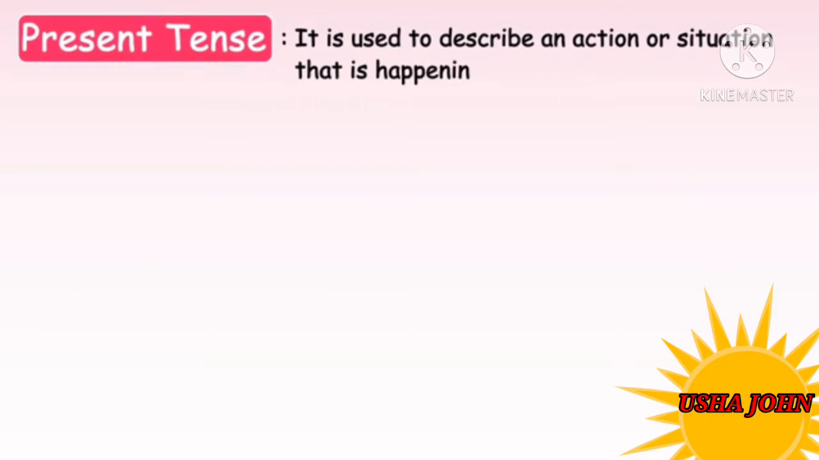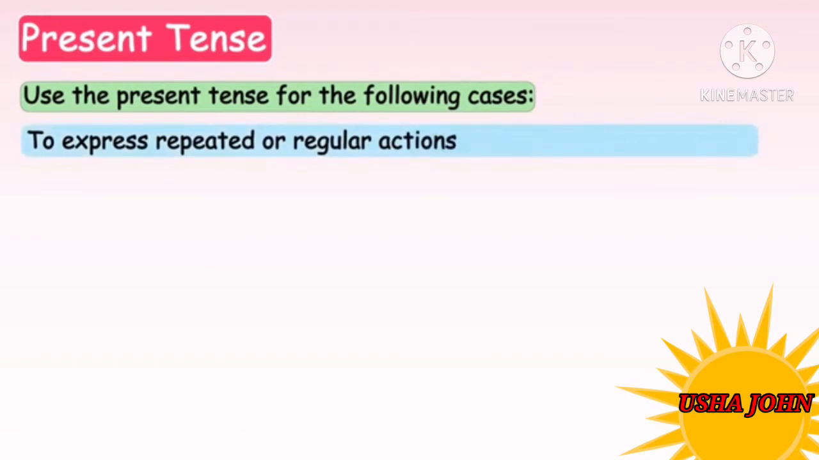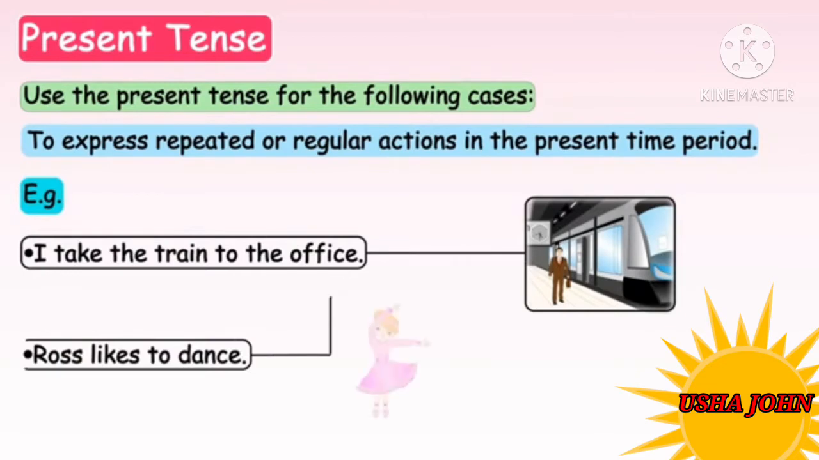It is used to describe an action or situation that is happening at the moment. Use the present tense for the following cases: to express repeated or regular action in the present time period. Example: I take the train to the office.